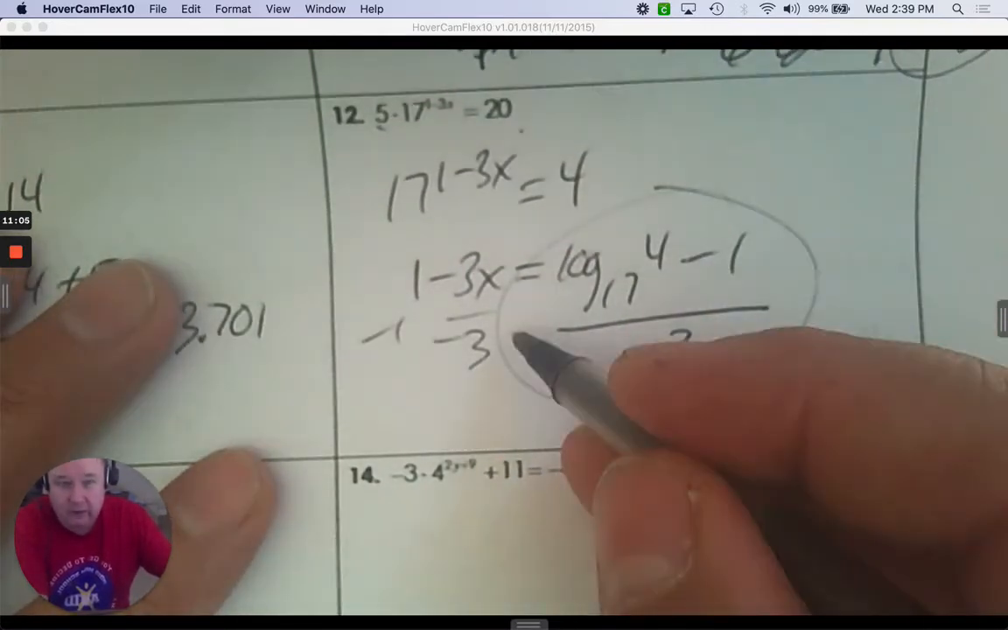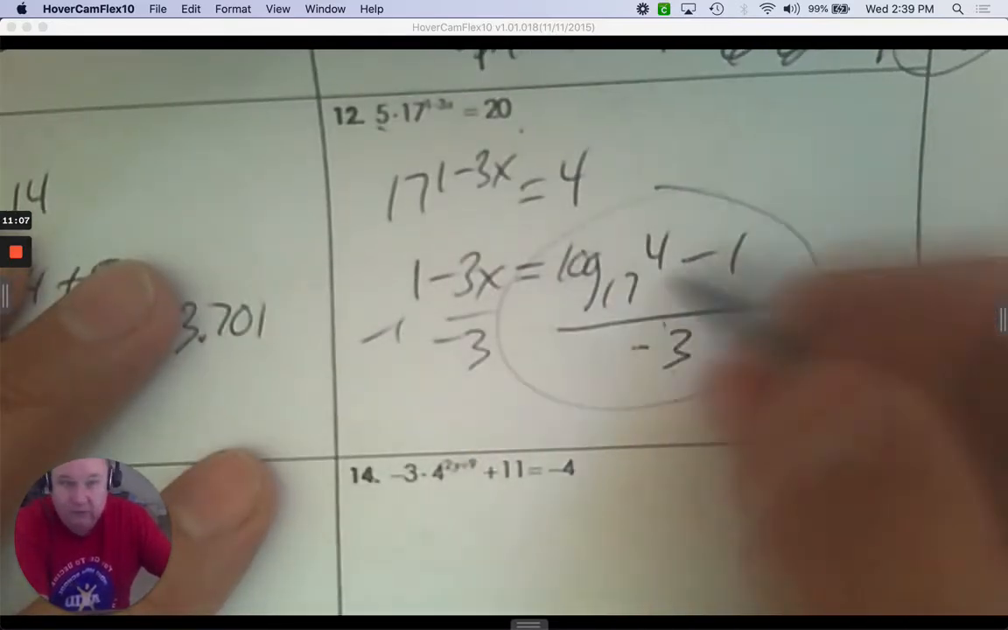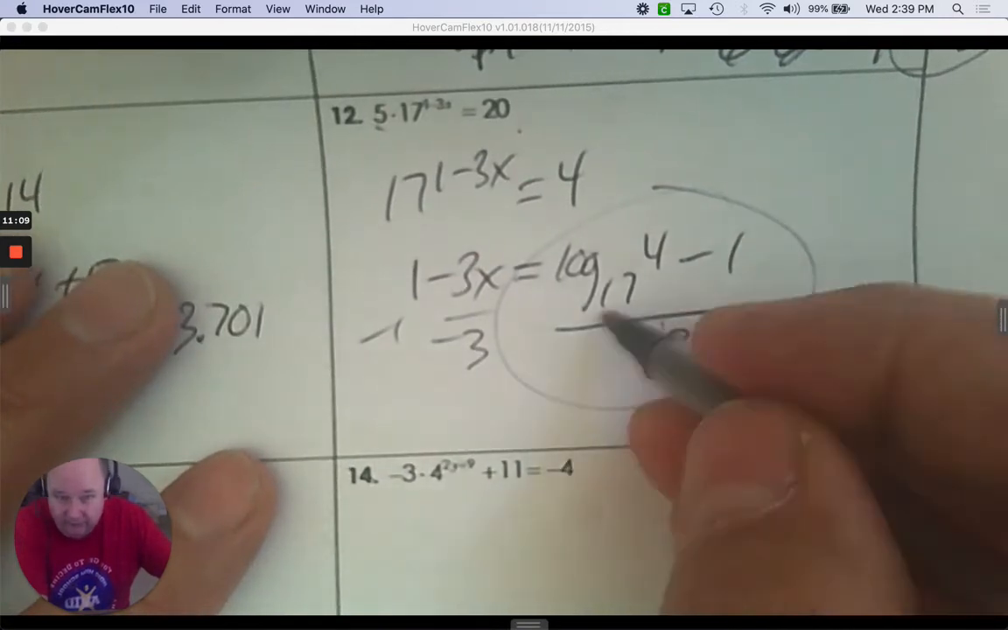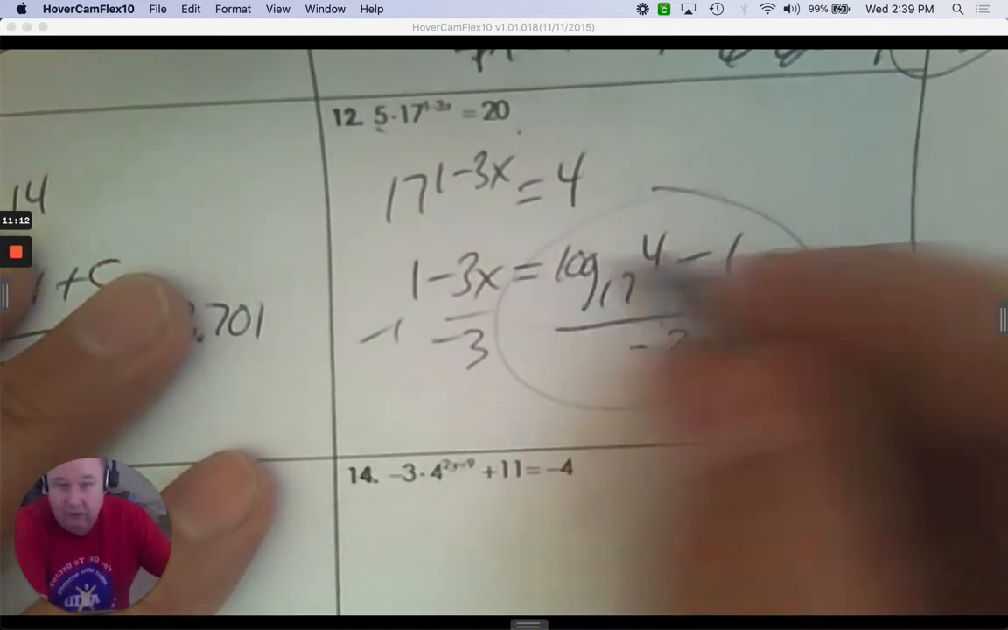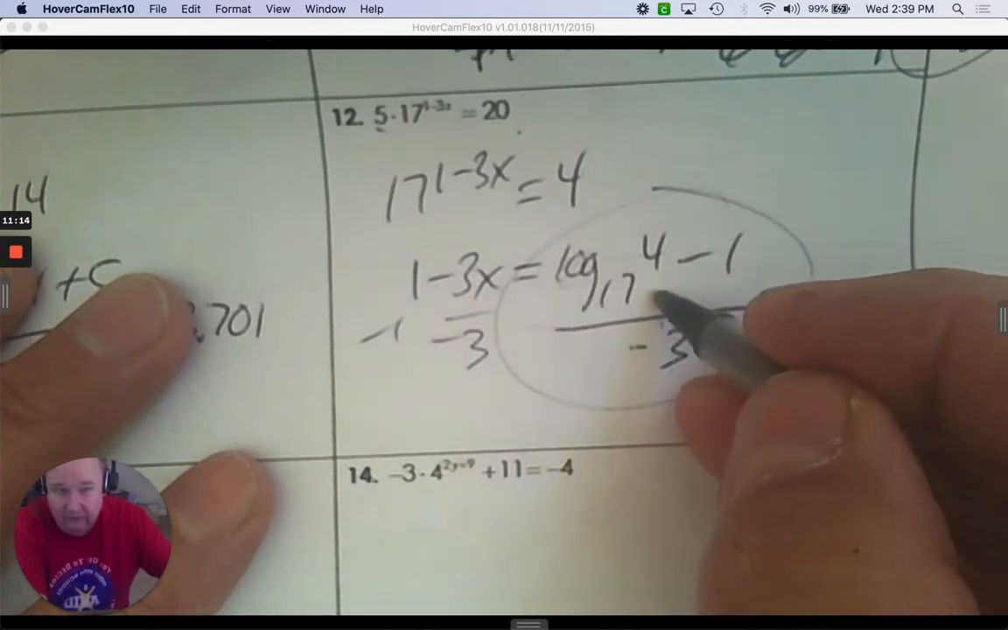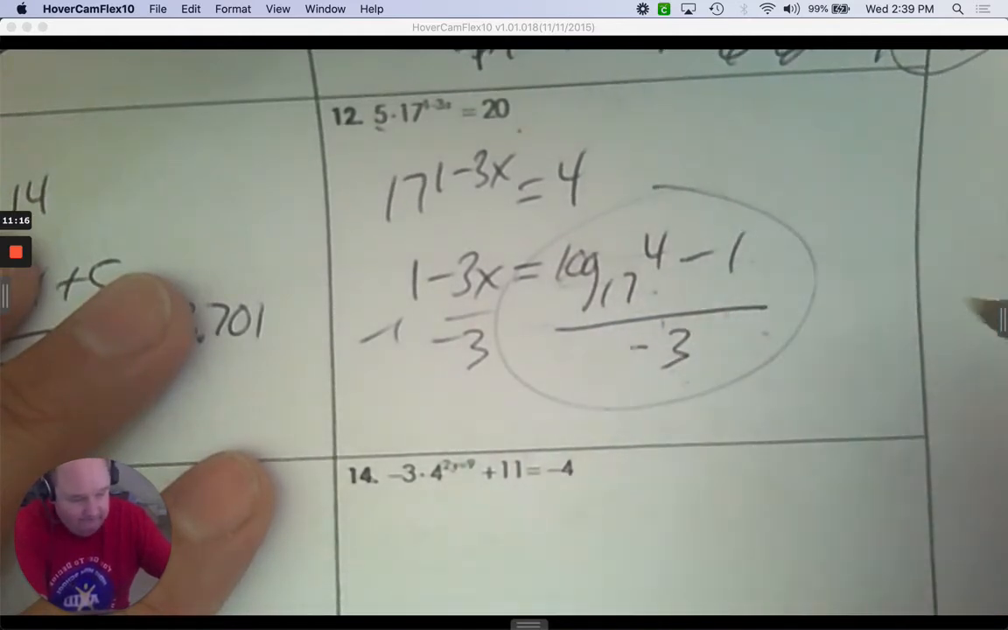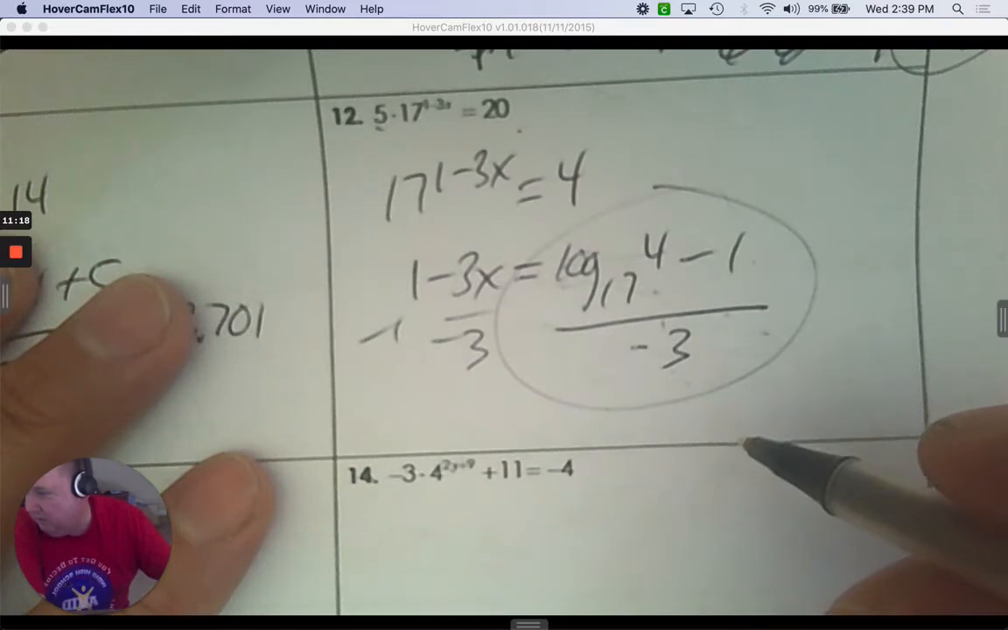So subtract 1 and divide everything by negative 3. If you type that in the calculator, press the divide button first. Make sure it's log 4 divided by log 17. Subtract 1 over that. And if you did it correctly, you would get 0.170.